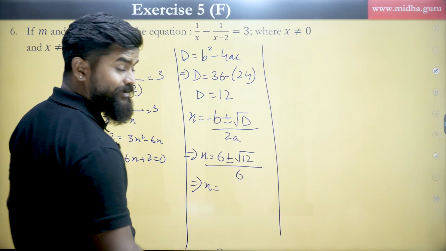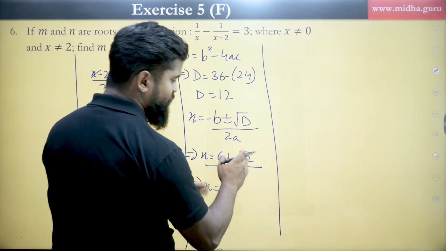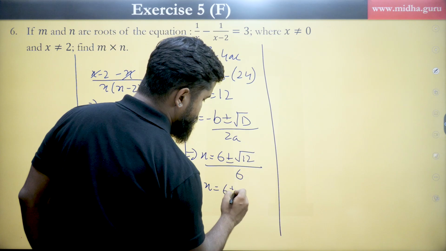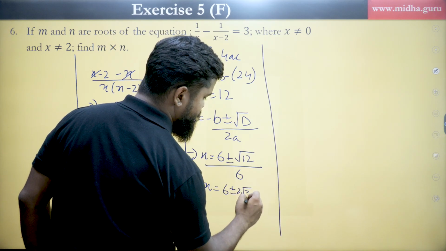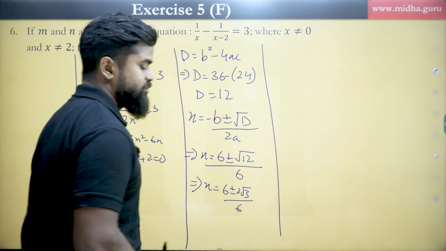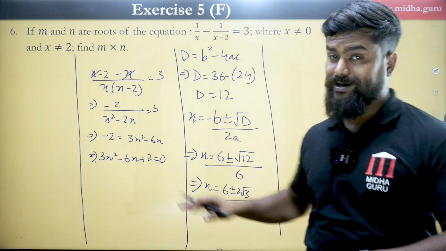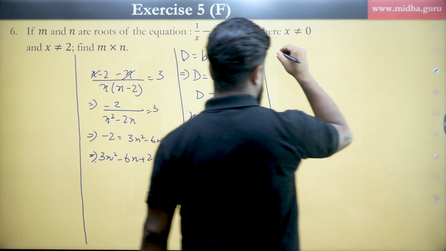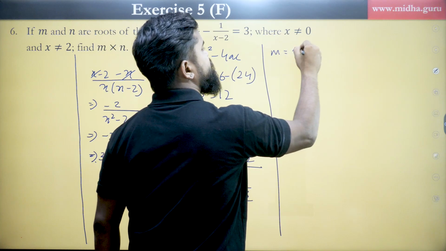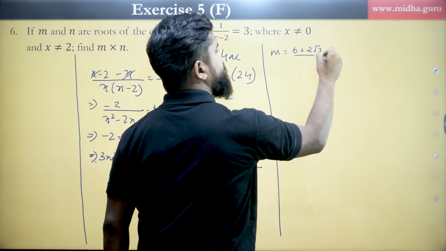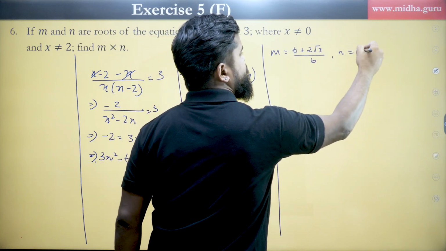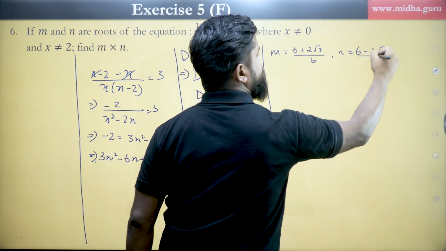So we know that root 12 can be written as 2 root 3, as it is 4 into 3 and bringing 4 out, we get 6 plus or minus 2 root 3 by 6. Now if you remember, the question said that the two roots were m and n. So we'll write it as such. M is equal to 6 plus 2 root 3 by 6. N is equal to 6 minus 2 root 3 by 6.